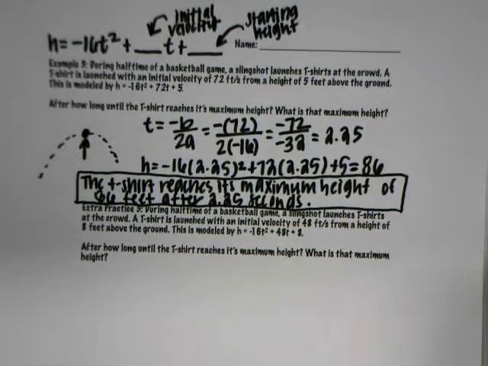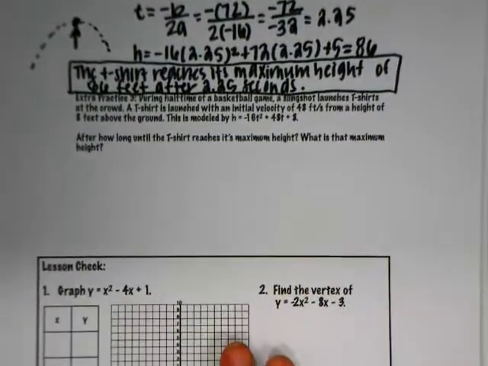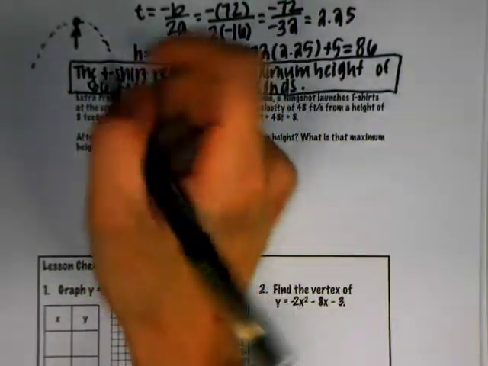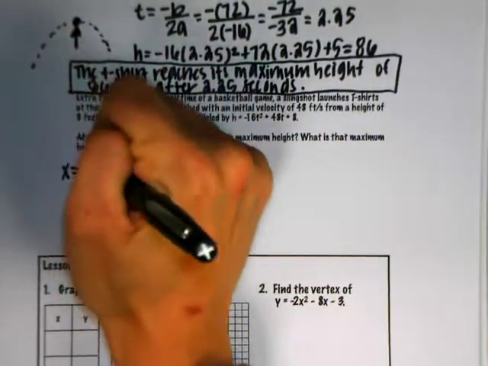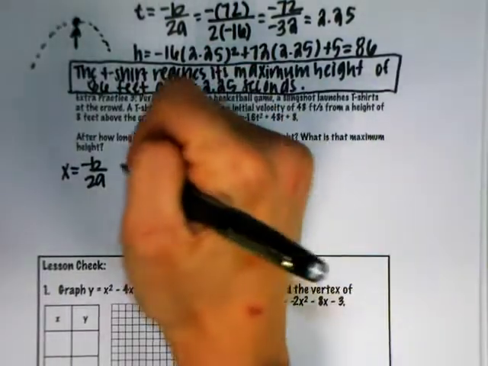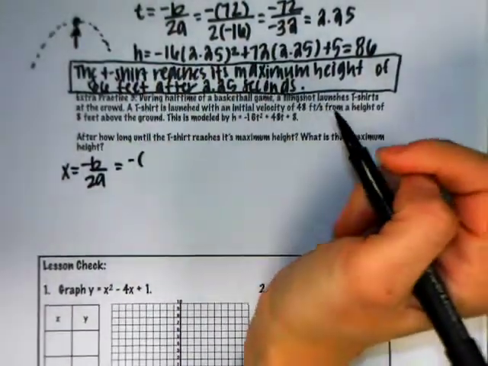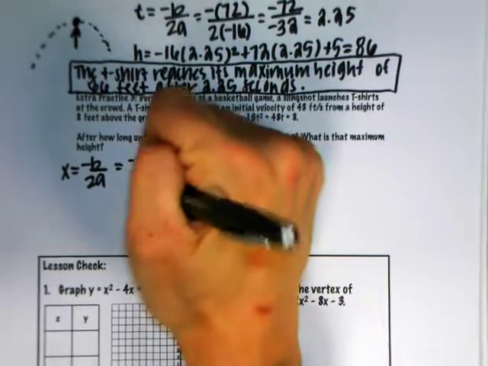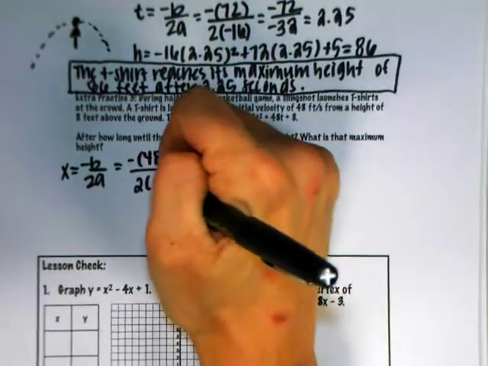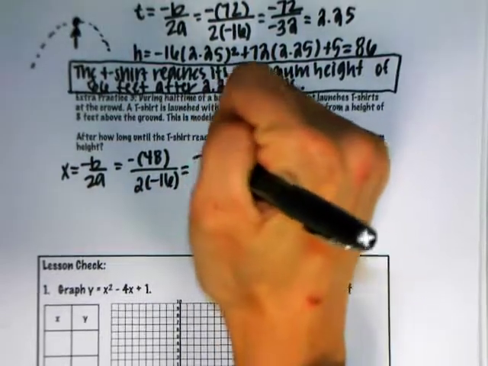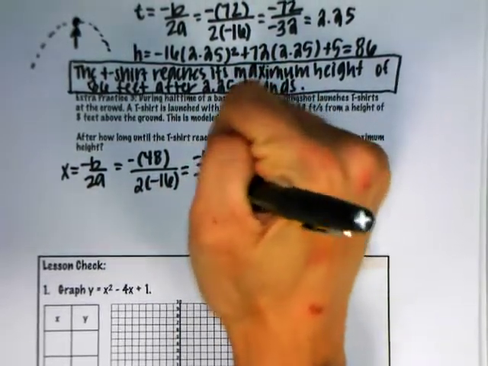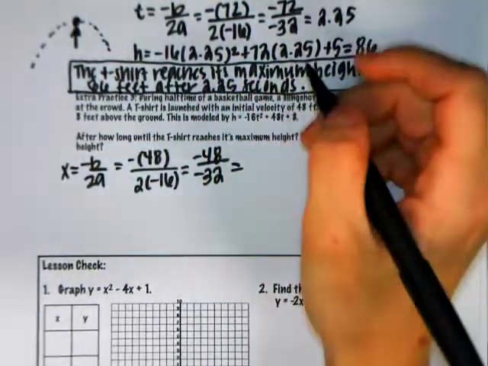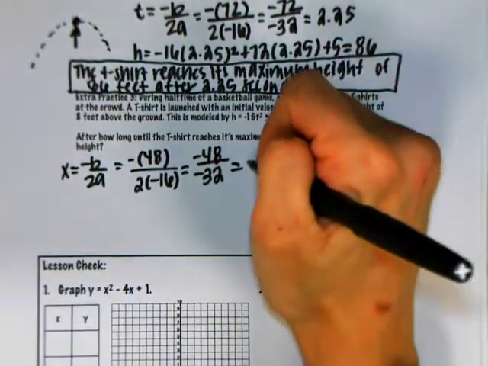Are we ready to go over this or not yet? Yeah? Okay, cool. So for this one, similar. You have x equals negative b over 2a. What is b? 48. What's a? Negative 16. Yep. So you're going to be doing negative 48 divided by negative 32. So what's that going to be? That's going to be 1.5.